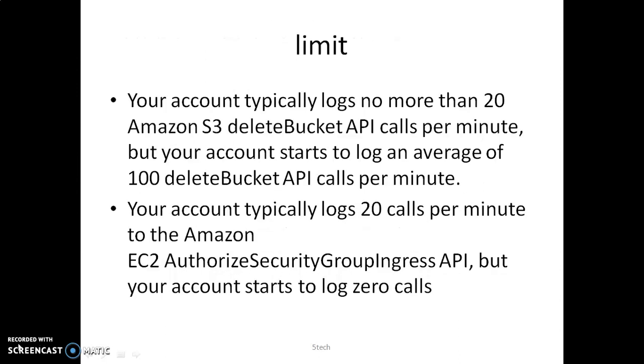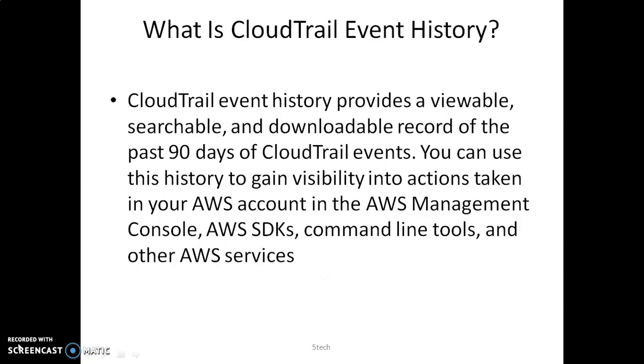Okay, are there limits? Yes. Let's look into the limits. Your account typically logs no more than 20 Amazon S3 delete bucket API calls per minute, but your account starts to log an average of 100 delete bucket API calls per minute. Your account typically logs 20 calls per minute to the Amazon EC2 authorize security group ingress API, but your account starts to log 0 calls.